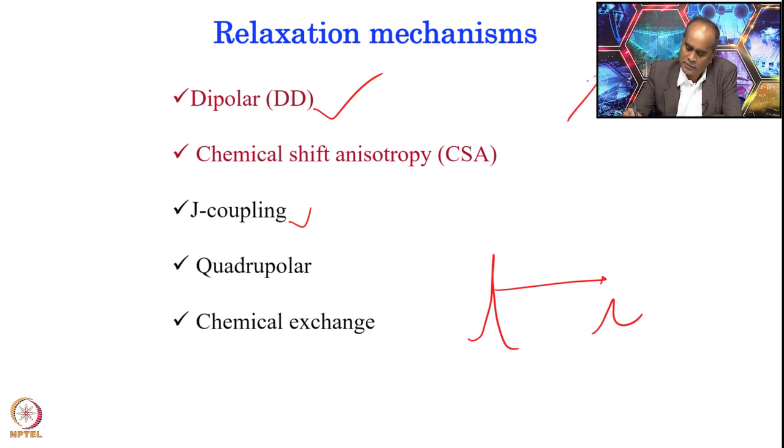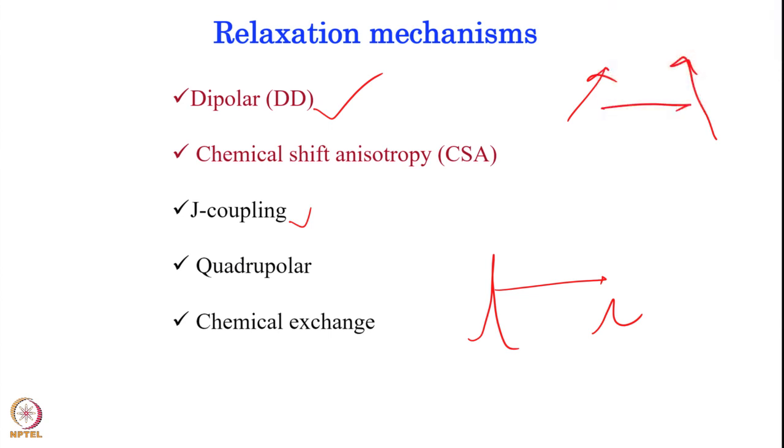Dipolar coupling is between two spins. Chemical shift anisotropy is about how the spins are oriented in the magnetic field, and what the anisotropic interactions are in them. J coupling is a scalar coupling between two spins, and in quadrupolar coupling, one dipole and one quadrupole interact. And chemical exchange, as I said, if it is exchanging between two states, all of those contribute to the relaxation mechanism.